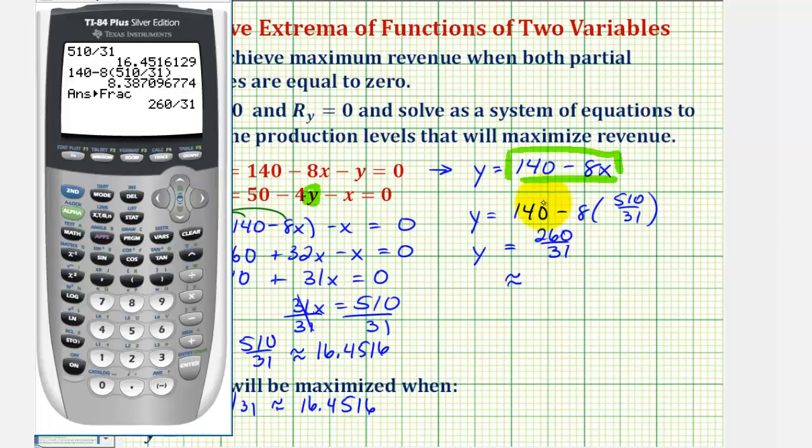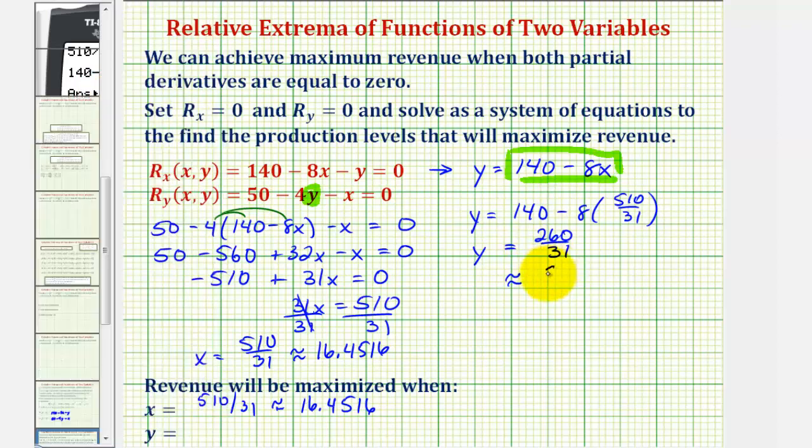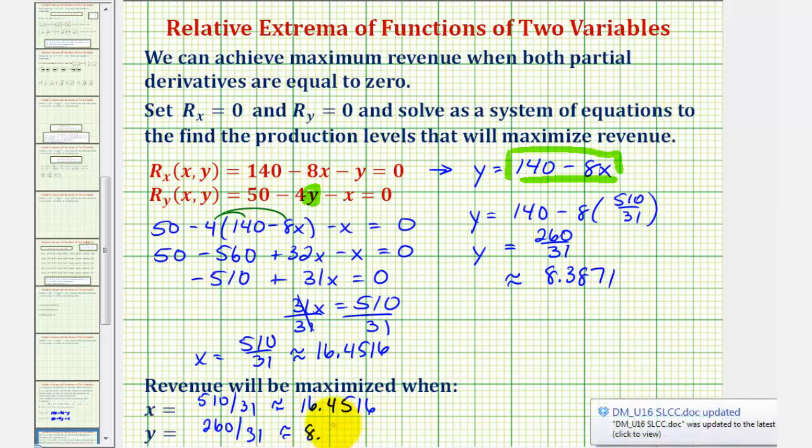Well, the decimal approximation to 4 decimal places would be approximately 8.3871. So again, the exact value would be 260 divided by 31, which is what we should enter. But to better understand this, it's approximately 8.3871. And again, these are the production levels in millions of MP3 players.